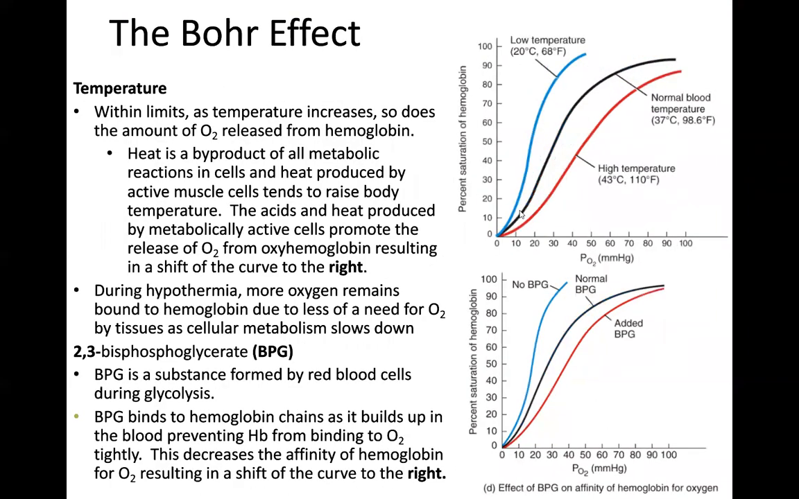Those aren't the only things that will affect the curve. Two other things that can trigger a shift include temperature changes, and then that chemical I mentioned earlier, 2,3-BPG, or just BPG for short. Within limits, as temperature increases, so as body temperature goes up, so does the amount of oxygen released from hemoglobin.